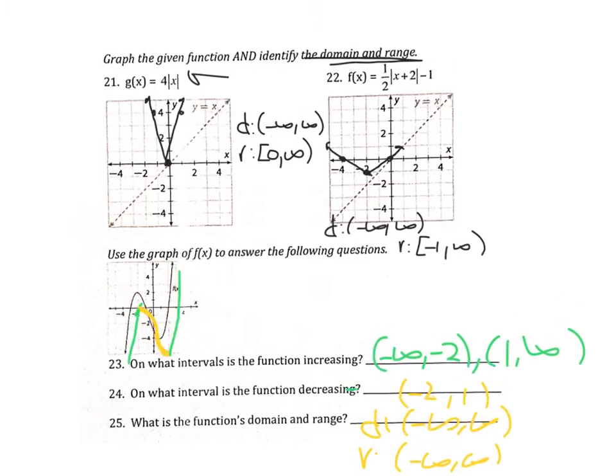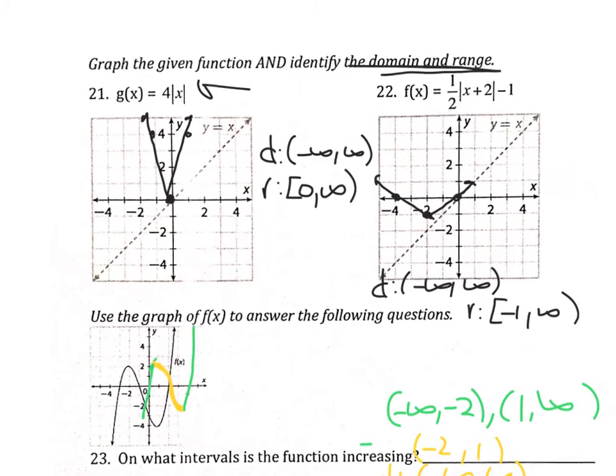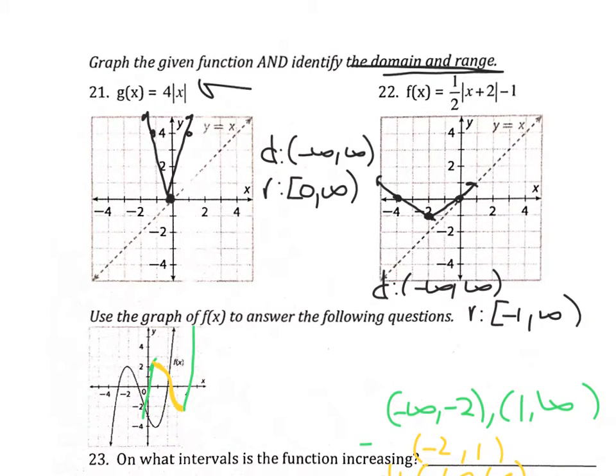And the last page, 21 and 22, graphing absolute value. On 21, there's no shifting at all. So you start at 0, 0. The 4 in the front is a vertical stretch. So you go up 4 over 1, up 4 over 1, instead of going up 1 over 1. Don't forget to tell your domain and range right here.